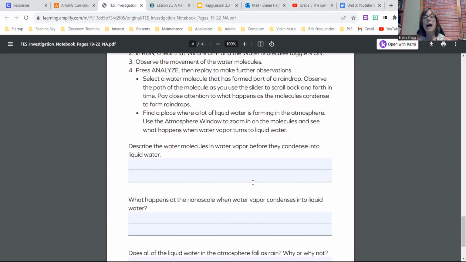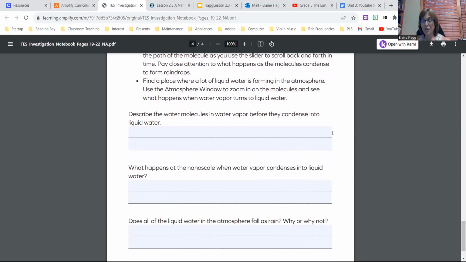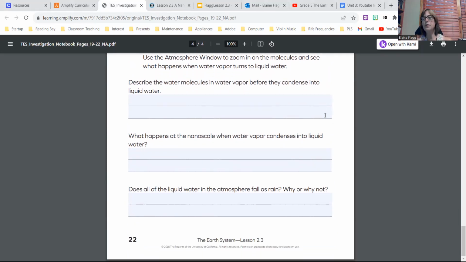Now, I'd like you to answer these questions after you've done that sim. Describe the water molecules in the vapor before they condense into liquid water. What happens at the nanoscale when water vapor condenses into liquid water? And does all the liquid water in the atmosphere fall as rain? Why or why not? So what I'd like you to do is press pause on this video, go ahead and take an additional 10 minutes and play with that sim, and then answer the questions. I will pause my video too. See you back here in about 10 minutes.